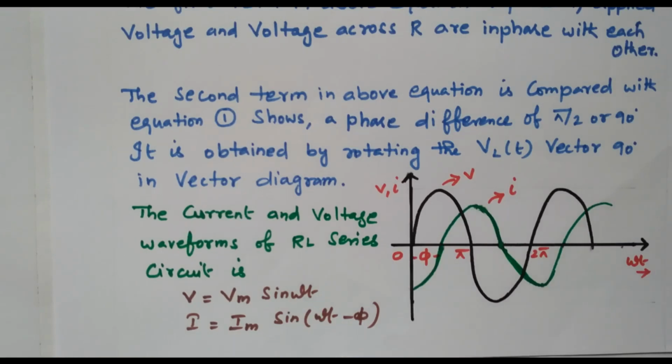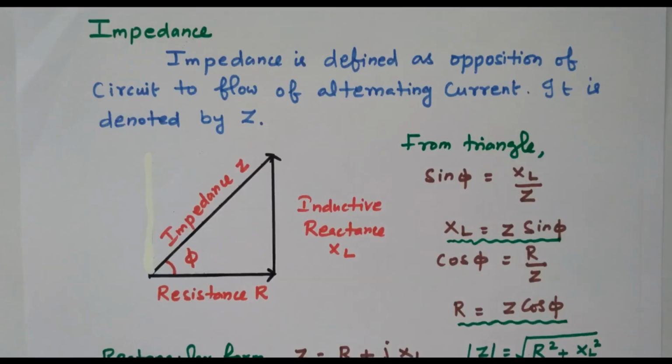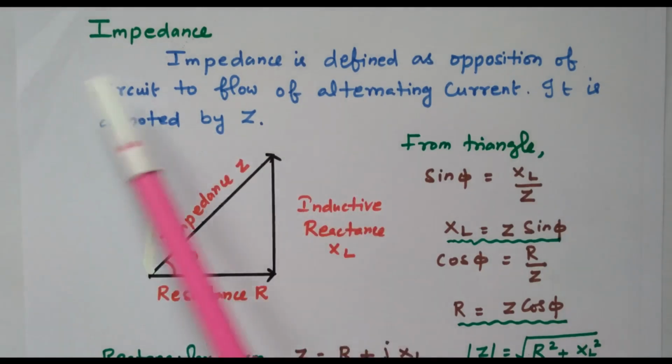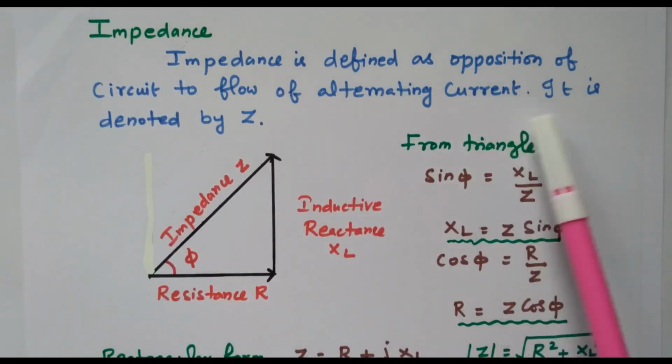Now we'll go for the impedance. So we'll find the impedance for this RL circuit. The impedance is nothing but the opposition of the circuit to the flow of alternating current. It is very similar to resistance. Here we have an inductor available. So inductive reactance and resistance combined is known as the impedance. It is denoted by Z.